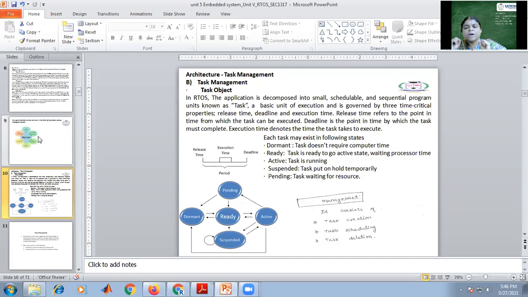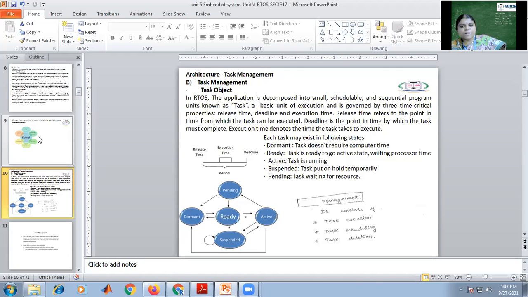When I tell you to write an exam, which is the big application, I will fix 9 o'clock as the starting time of your exam. Then I will also fix a 3 hour duration: 9 means 10, 11, 12, and 12 is the ending time. Likewise, each task will be provided with 3 different times. One is the release time, next is execution time, and the last is deadline.